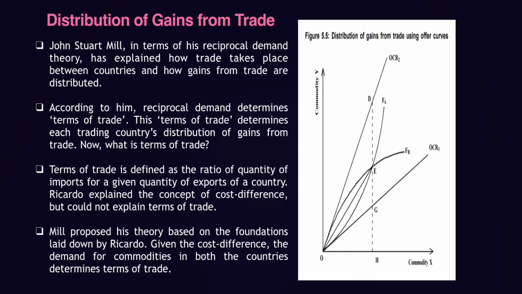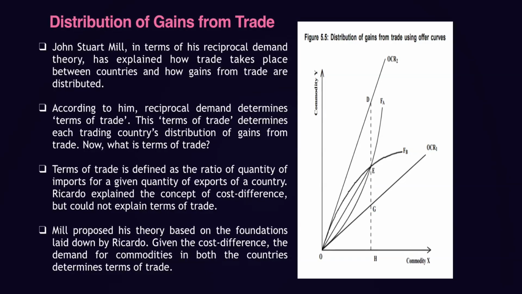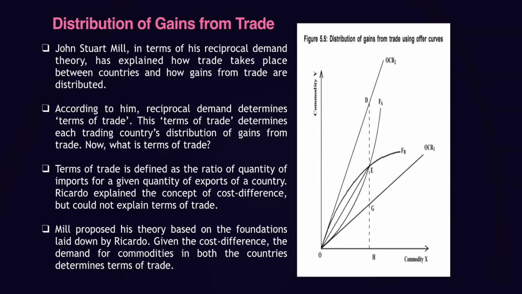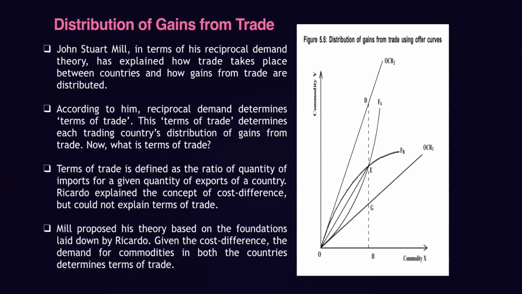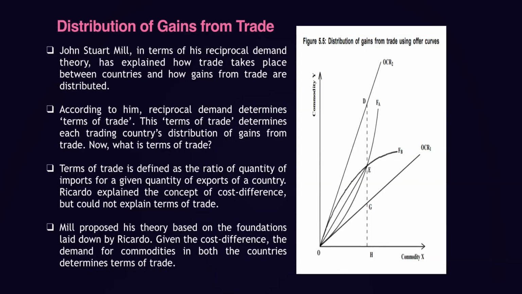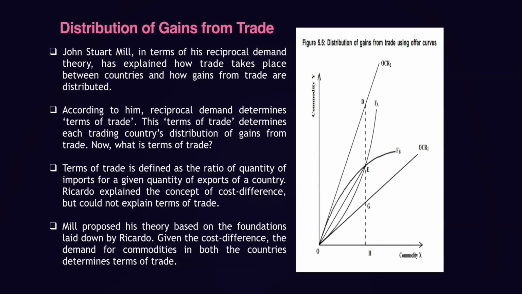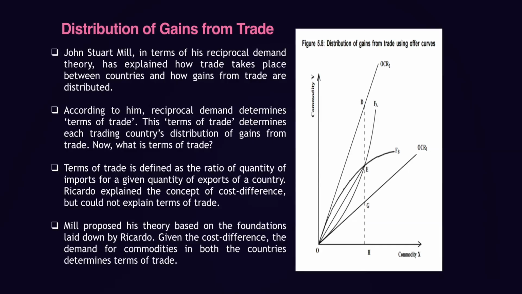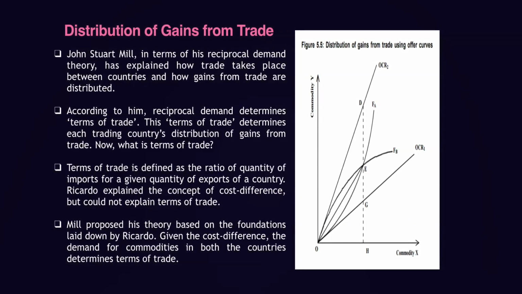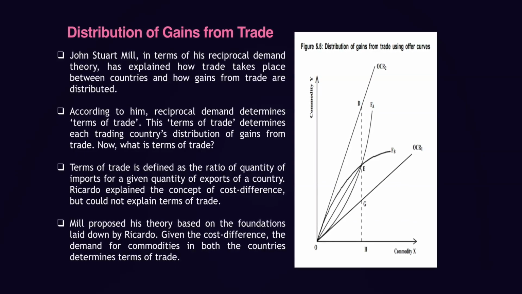Now, what is terms of trade? TOT is defined as the ratio of quantity of imports for a given quantity of exports of a country. David Ricardo explained the concept of cost difference but could not explain terms of trade. Mill proposed his theory based on the foundations laid down by Ricardo. Now, given the cost difference, the demand for commodities in both countries determines TOT. We shall try to understand how TOT determines gains from trade for both countries.